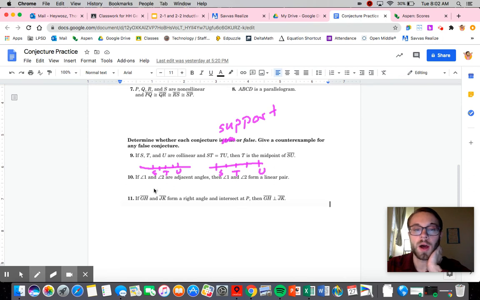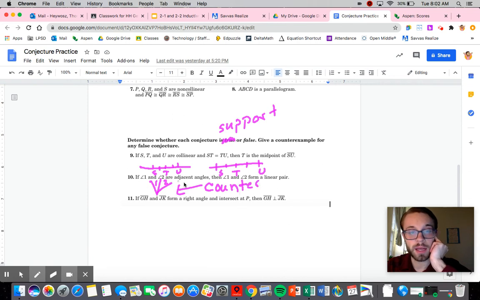Okay, on this one, if angle 1 and angle 2 are adjacent angles, then angle 1 and angle 2 form a linear pair. Okay, well, there's a pretty obvious counterexample here. 1, 2. Those are adjacent. They're not a linear pair. So this right here, this is a counterexample.